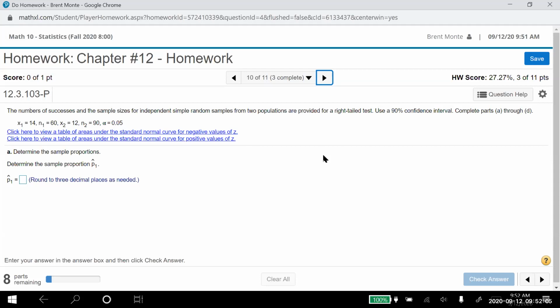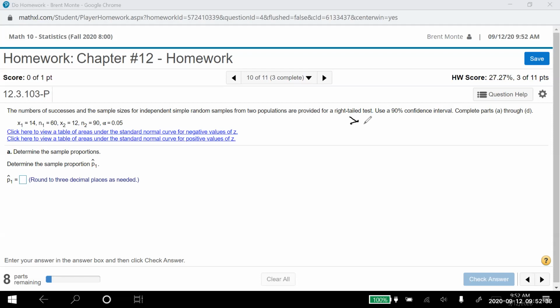All right, so it says the number of successes and the sample sizes for independent simple random samples from the two populations are provided for a right-tailed test. Now, again, a right-tailed test, remember what that means, is that the alternative is going to be greater than. Use a 90% confidence interval. I'm going to jot that down. Complete parts A through D, and so they give us those values.